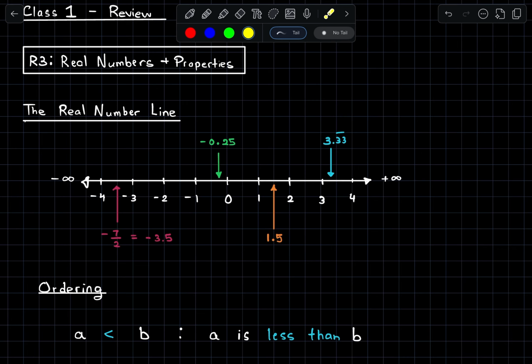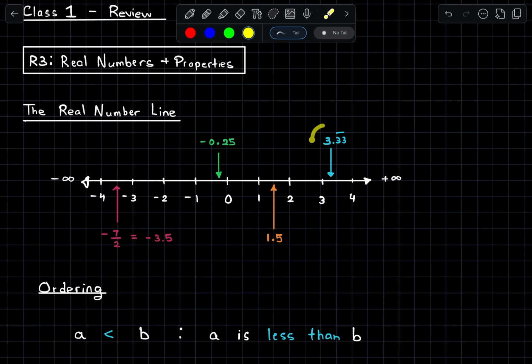Okay, now real numbers are more than just your typical positive and negative values. We can also include decimal values. For example, 1.5. This is going to fall right in the middle between 1 and 2. That's a real number. Something like negative 0.25, also a real number. This is the equivalent of negative 1/4 or a quarter. You can even represent these as rational numbers in a fraction format. Negative 7/2, which is the same thing as negative 3.5. That's also a real number.